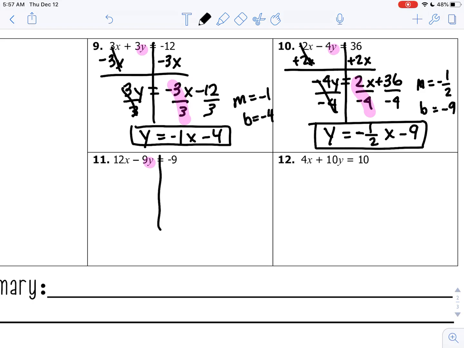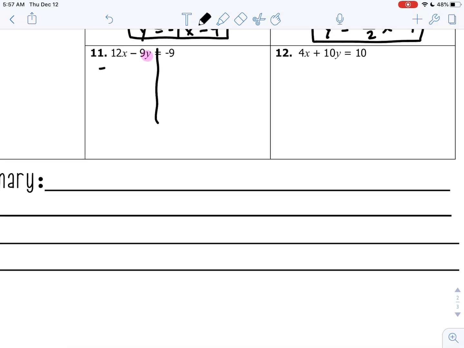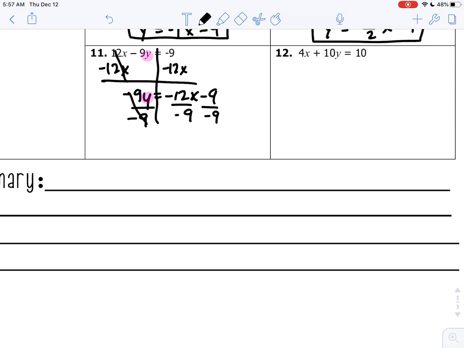Okay, number 11. We're going to subtract 12x from both sides. And then we have -9y equals -12x minus 9. And then we're going to divide by -9. So y equals, now this fraction, again, a negative over a negative is a positive, so I know it's going to be positive. And then we can simplify by 3.